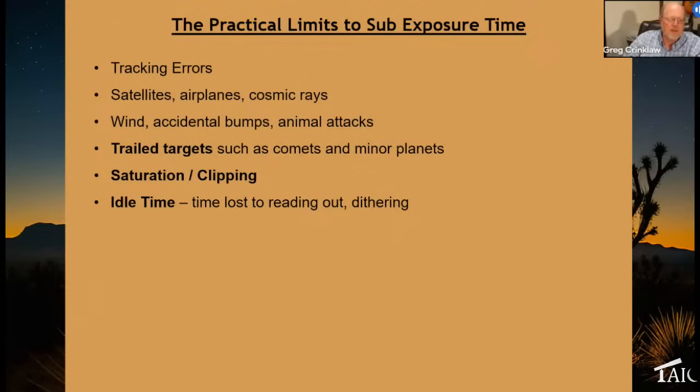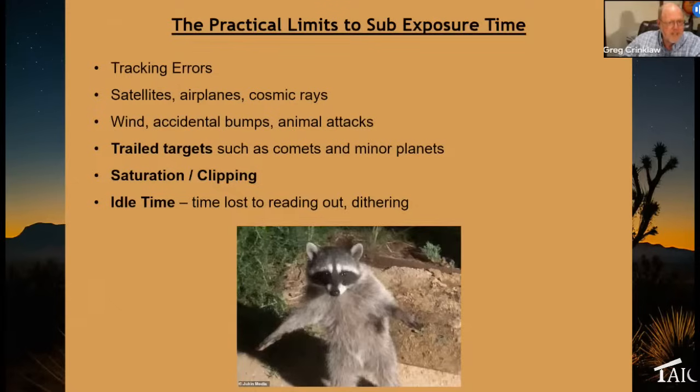Wind is a big consideration. Are you in a place where you have lots of accidental bumps? Animal attacks. That could happen. Trailed targets such as comets and minor planets are going to limit your sub-exposure time so that you don't trail them. Saturation and clipping is probably the other really big thing. You want to make sure you don't do that. So you're going to be driven to shorter sub-exposures, especially in light-polluted locations.